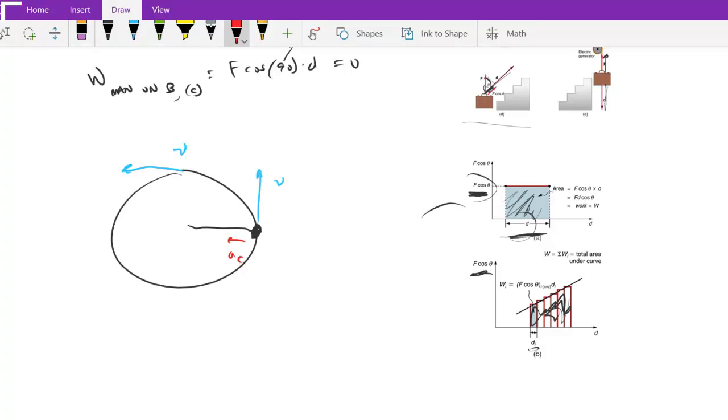And so the force that is causing this acceleration is the tension in the string. And so this is our centripetal force, Fc. And so we see that these are perpendicular, right? The centripetal force, the tension in the string, is perpendicular to the velocity. And this will always be true.